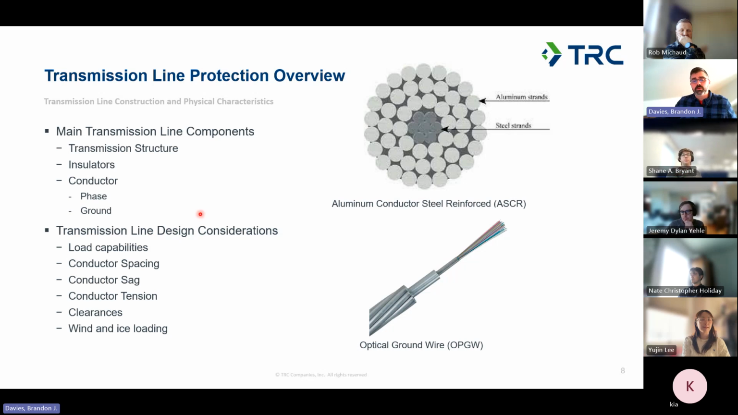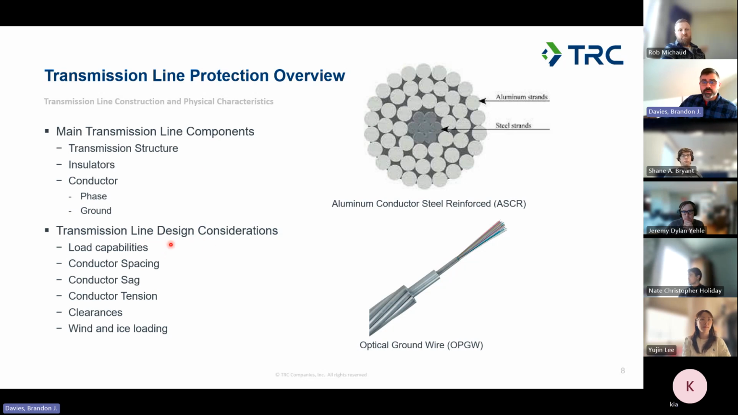Some of the things that go into designing a transmission line are certainly the load capabilities. How much power do we need to transmit between one station and another? Depending on the needs of the project, that is going to define what you'd use for different ratings. There are a lot of studies that go into planning where we need more transmission capacity, based on loading and other equipment limitations and things like that.